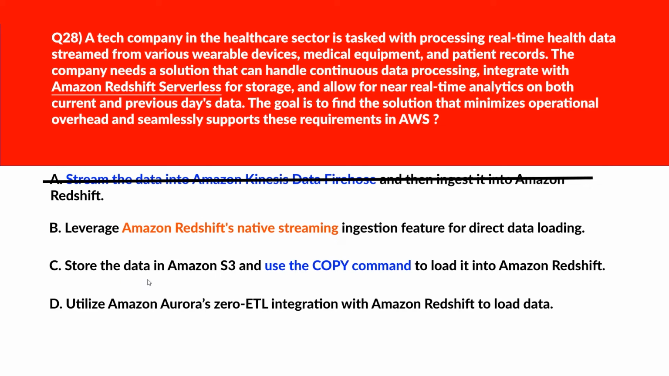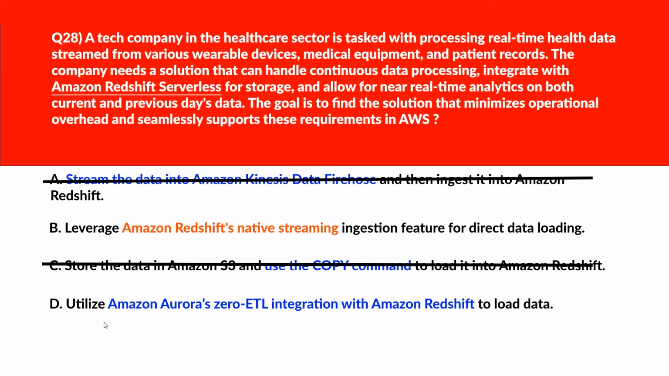C says store the data in Amazon S3 and use the COPY command to load it into Amazon Redshift. This approach requires batch processing using the COPY command, which is less suited for real-time analytics compared to Redshift's streaming ingestion feature. We'll eliminate this.